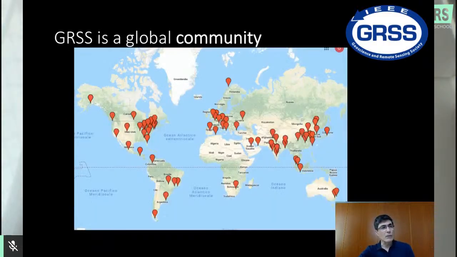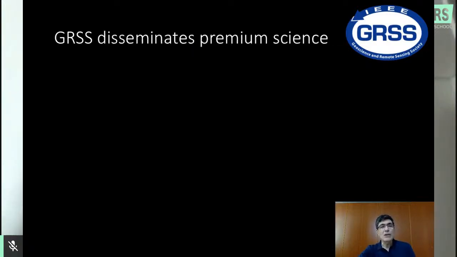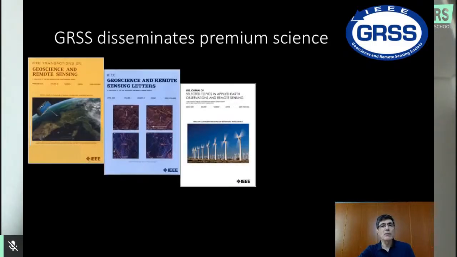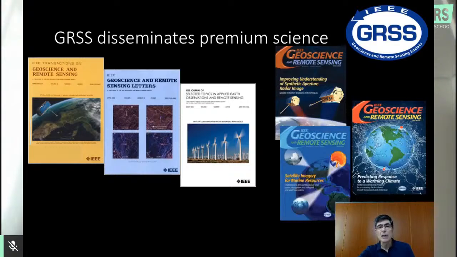We are a global community, which means that we are arranged around a large number of groups of people that we call chapters all around the world. We currently have more than 90 chapters. As a result, GRSS disseminates premium science by means of its three main journals, which are the Transactions on Geoscience and Remote Sensing, the Geoscience and Remote Sensing Letters, and the IEEE Journal of Selected Topics in Applied Earth Observations and Remote Sensing. We also have a magazine, which, by the way, has a very important role.